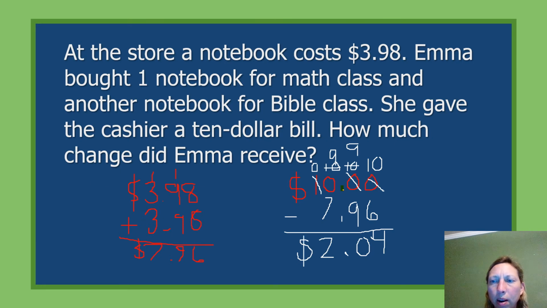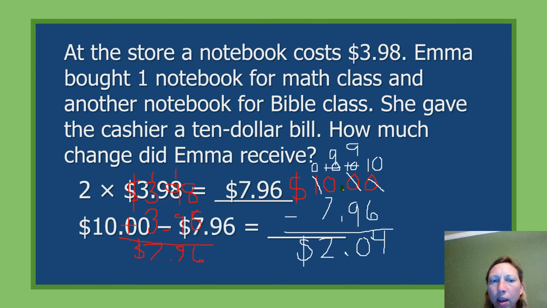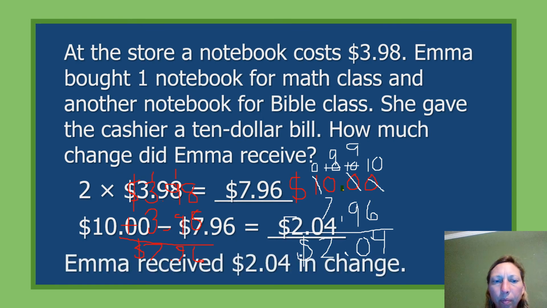So let's check our work. They did multiplication. We did addition. Same thing. And they got $2.04 as their answer. Emma received $2.04 in change.